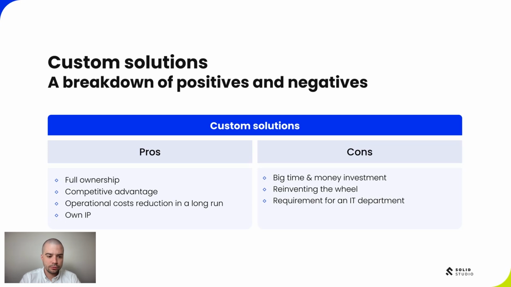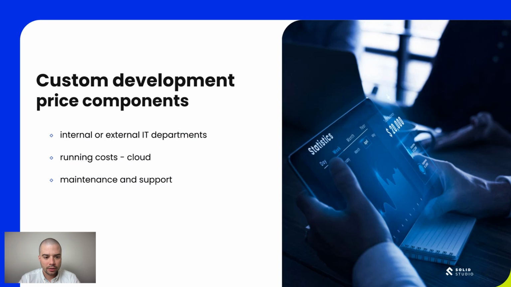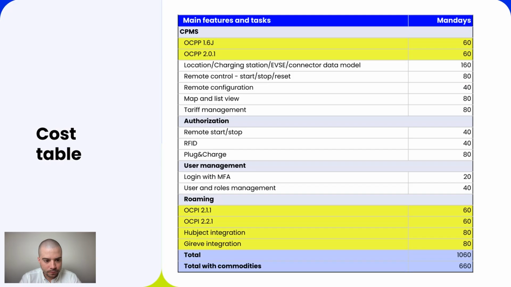To give you some kind of understanding about what kind of investment we are talking about, let's just talk about the price components that are for the custom development. So the CapEx, the biggest one, is going to be the internal or external IT department. And later on, we'll have the operational expenses for running the software on the cloud, and later on maintenance and support.